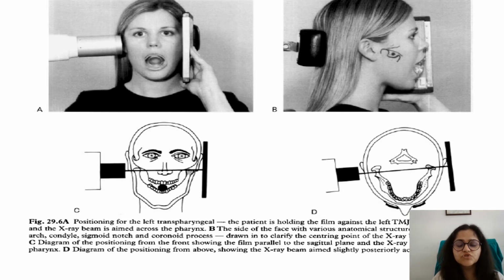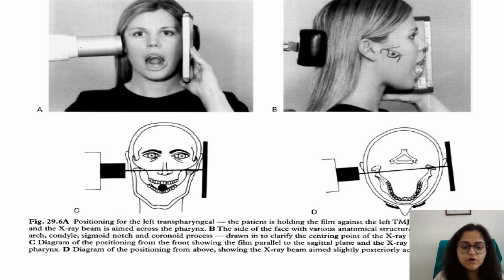Here the positioning of the left transpharyngeal view is shown, in which the film cassette is placed against the patient's ear, and the center point is half an inch anterior to the external auditory meatus, over the TMJ of interest, parallel to the sagittal plane. If we talk about the patient position, the sagittal plane of the patient is vertical and parallel to the film, and the patient should open his or her mouth.